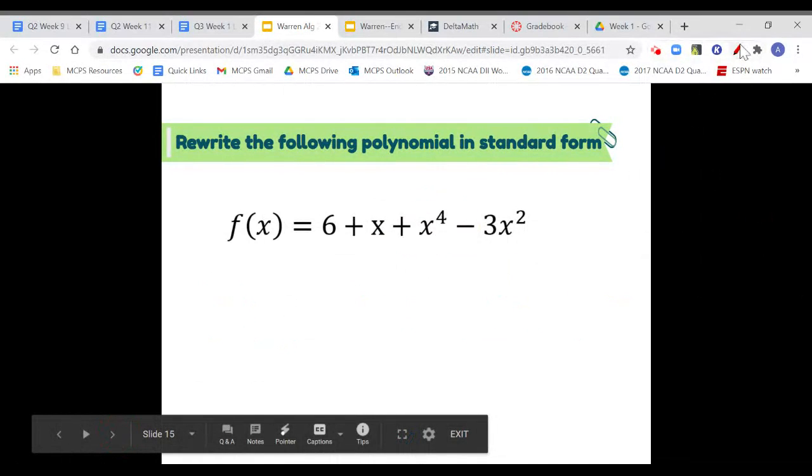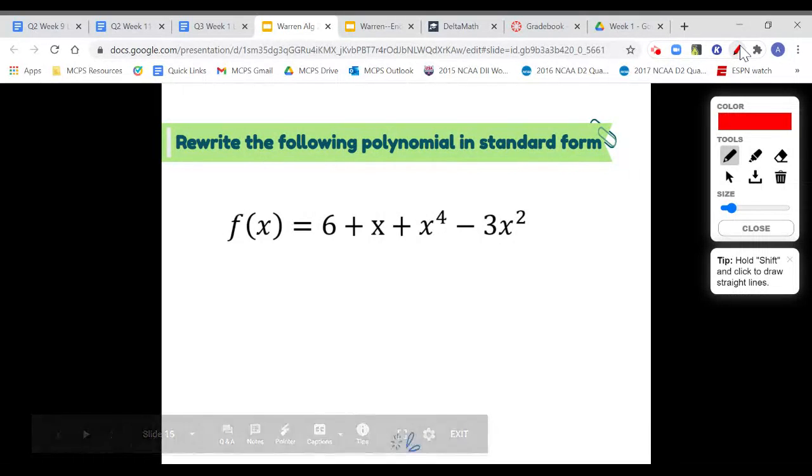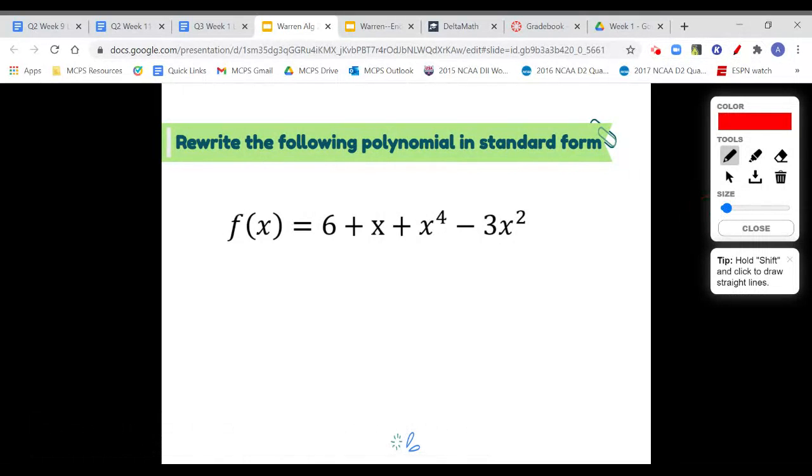Looking at another example, once again, we don't care about the coefficients in terms of writing this in standard form. We are looking at exponents. So I'm starting by looking at this whole thing and finding my largest exponent, and that occurs right here. So that will be the first term that I write. So f of x equals x to the fourth.